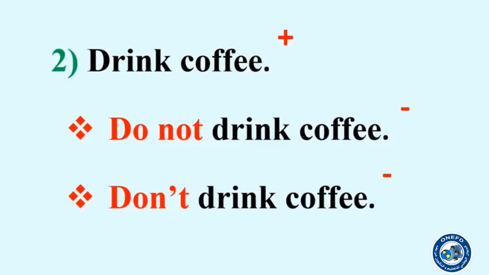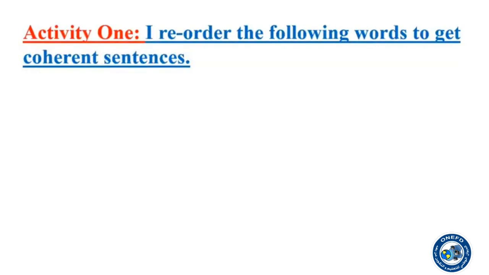Now, dear pupils, let's do some practice. Practice makes perfect. We are going to have some activities together. Let's start with activity 1. Activity 1, reorder the following words to get coherent sentences. We will have some scrambled words. From these words, we are going to make coherent and meaningful sentences. We are going to express orders. Let's take the first example.